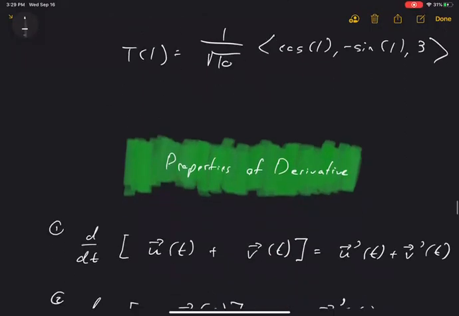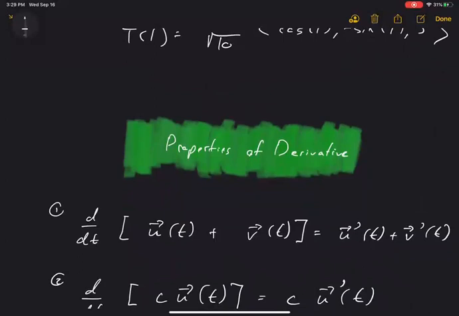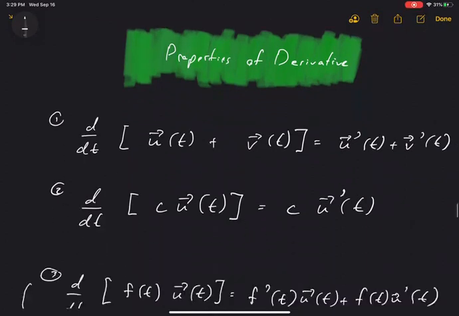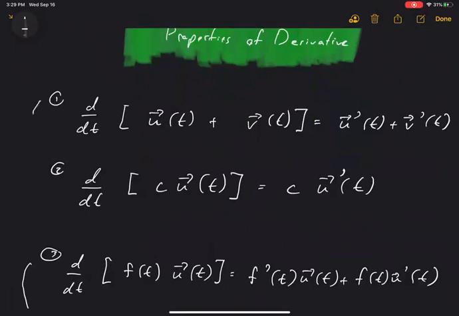Now let's discuss some properties of these derivatives of vector valued functions. They should be pretty familiar because they're almost identical to the derivative properties for functions of a single variable. So first of all, we have these linearity properties, which is just a fancy way of saying, okay, if I have two functions added together and I take the derivative, it's the sum of the derivatives. If I multiply a function by a constant and take the derivative, it's just the constant times the derivative. So those are pretty straightforward.